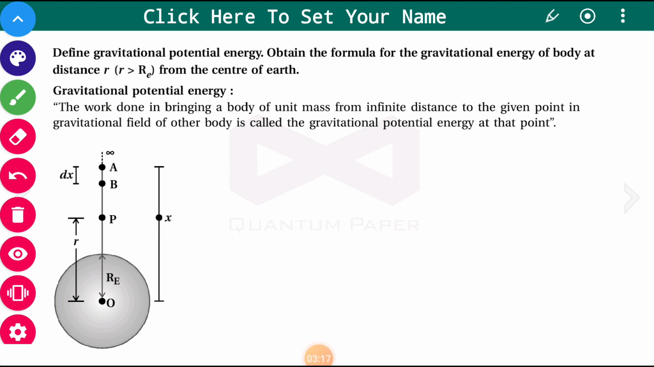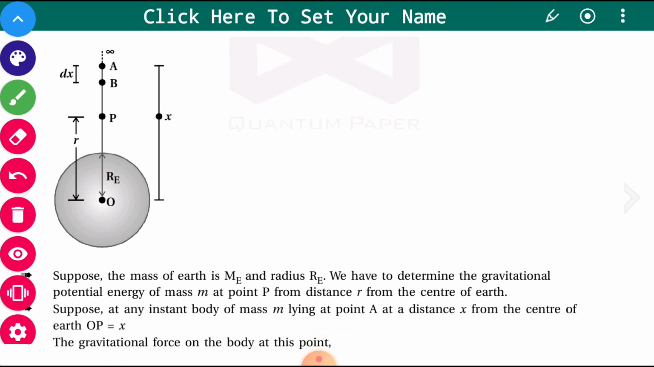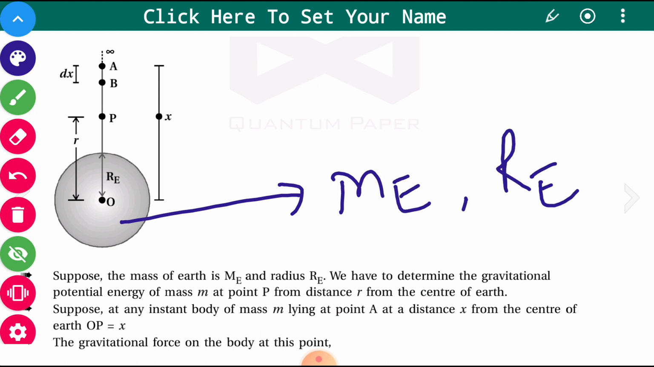Now again, define gravitational potential energy. Obtain the formula for the gravitational potential energy of a body at distance r, where r is greater than re, from the center of the earth. Now suppose you have the mass of the earth as me. So this is the earth whose mass is me and its radius is denoted by re.